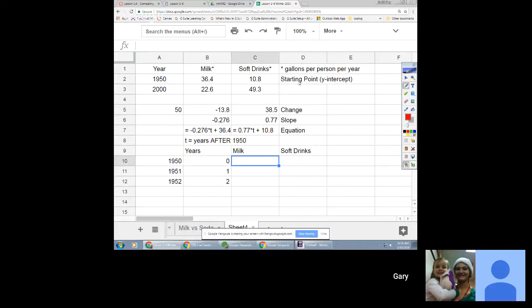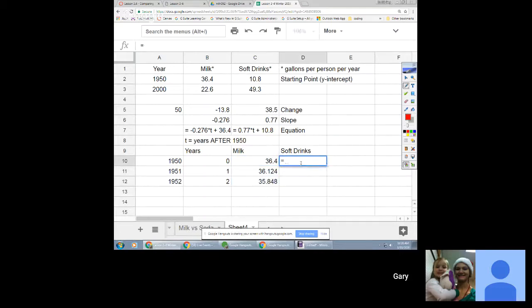But the model is set up to know how many years have passed since 1950 because that's our starting point. So for milk, now I can actually use my equation because I have numbers for T here. So negative 0.276 times how many years have gone by, which is right next to me, plus the starting point, 36.4. And then I can fill that down and it'll do each calculation for me.